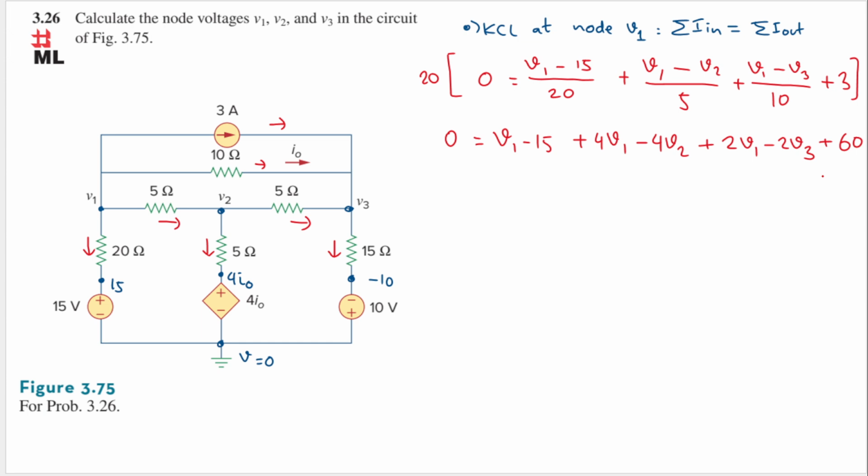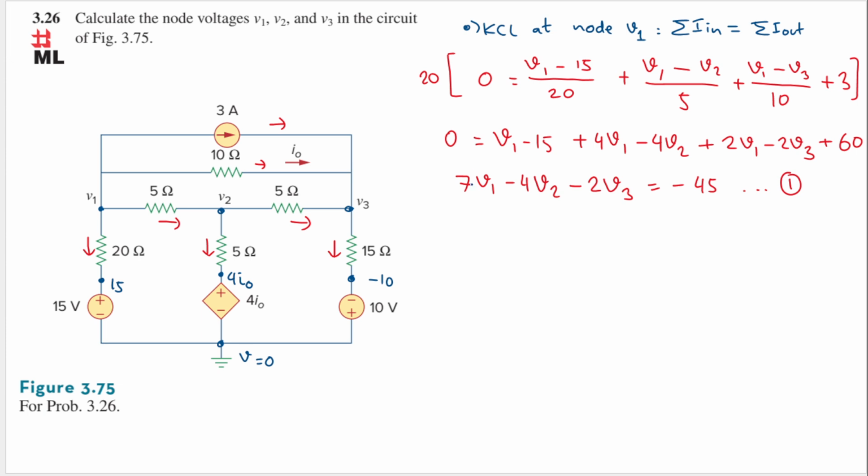And now what can we do from here? We add up the V1 here. So I will have V1 plus 4 plus 2, that will be 7V1, right? I will have 7V1. And then for V2, we only have minus 4V2 there. And then we also only have minus 2V3 from here. And then minus 15 plus 60, that will be plus 45, I think. And then we move it to the left-hand side, so I will have minus 45. Good. I think there's nothing more we can do from here. Let's save this as equation number 1.